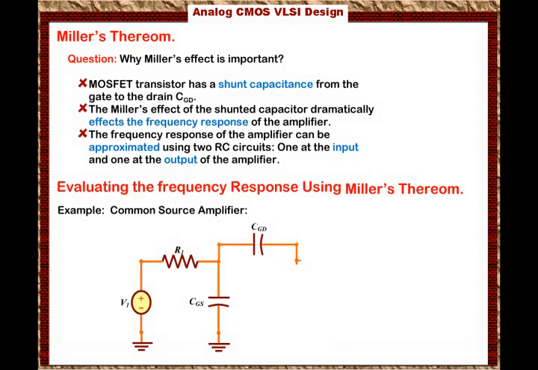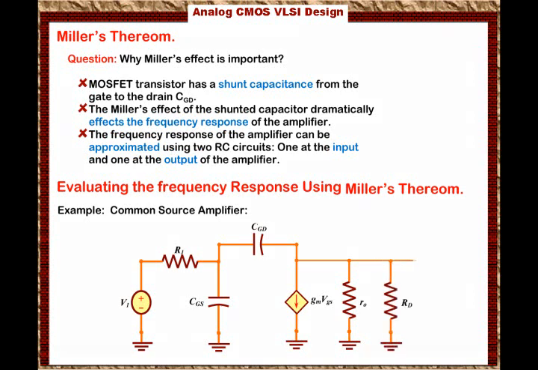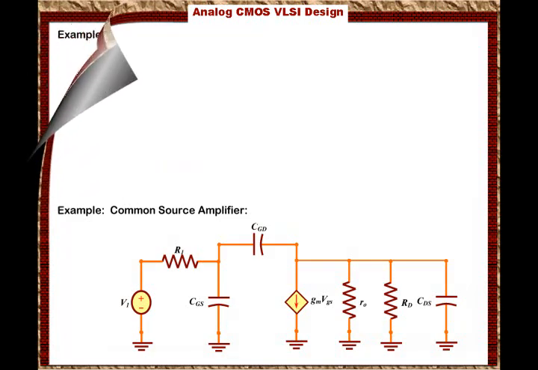And at the drain we have this current source, which is GM times VGS, which is connected in parallel with RO. That's the small signal RO, which is connected in parallel with RD. And then there is that capacitance from the drain to the source. We're going to call it CDS. And keep in mind that we are neglecting the body effect here. That means the gate and the source are connected together. So this is the circuit. It's the common source amplifier, and we are interested in evaluating the frequency response of the system using the approximation of Miller's theorem.